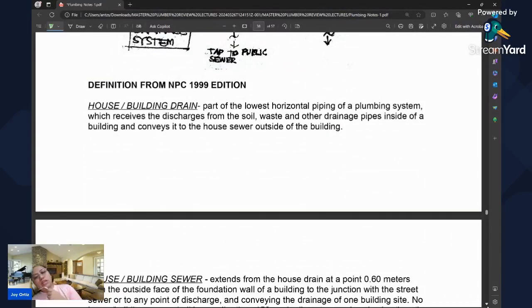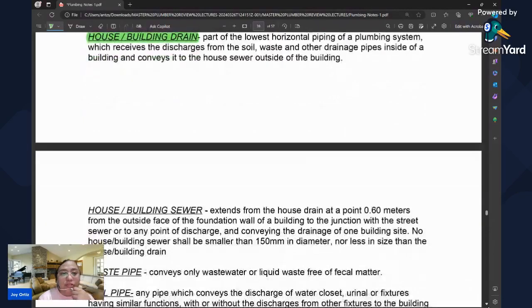Okay, so the definitions from the NPC 1999 edition. House or building drain: this is the lowest horizontal piping of a plumbing system, which receives the discharge from soil, waste, and other drainage pipes inside of a building and conveys it to the house sewer outside of the building. So that's what we call the house or building drain.